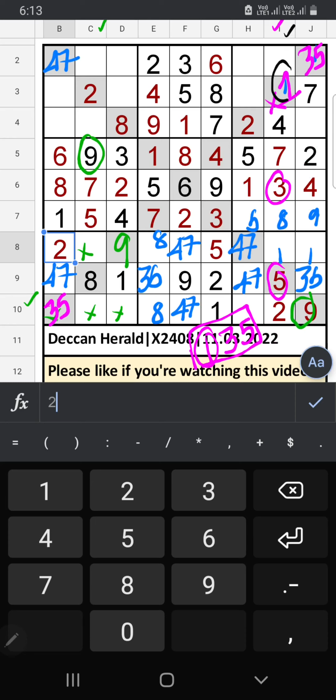Column I, we have 1. So 1 can't come in the cell. Then 1 is confirmed here. Second row, we have 3. So 3 can't come in the cell. 3 is confirmed here. Then 5 is here.